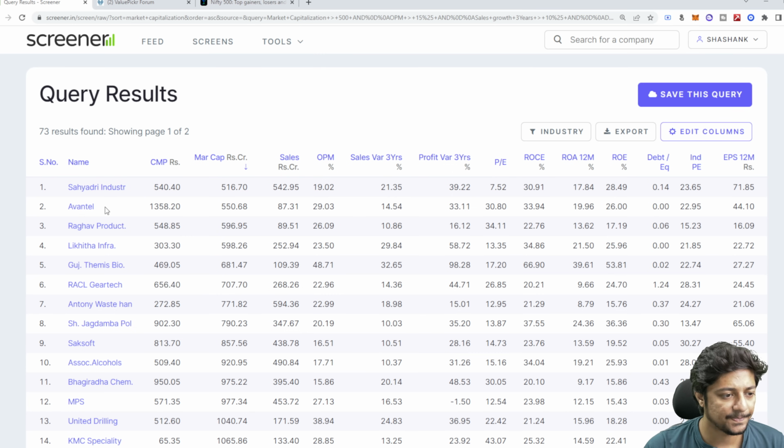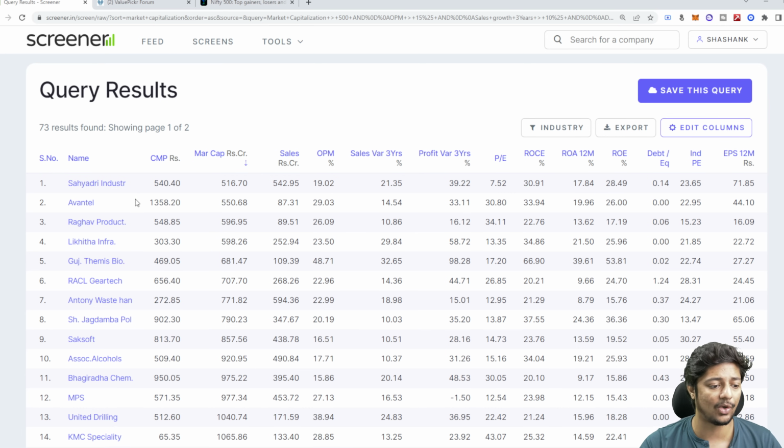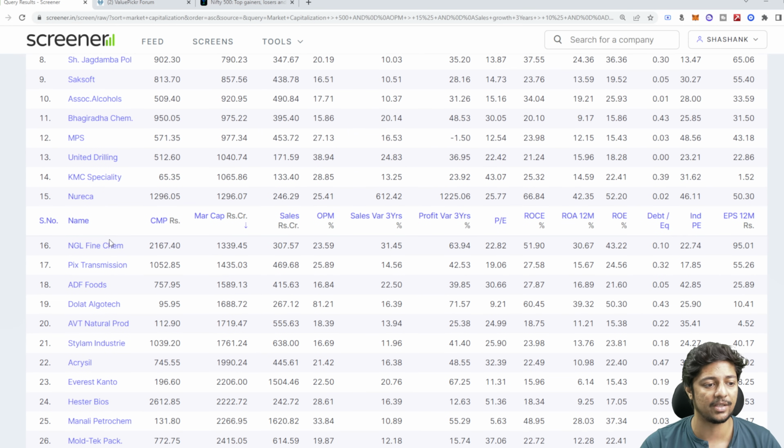Now look at this. There's a company called Sahyadri, Avantel, Raghav, Likita, Gujarat Themis. RACL Geartech is here. Okay, so this is one good company. Anthony Waste that recently came out. So all of these companies are there in the lower end here. NGL, Finechem, Pix Transmission, all of these we've picked out.